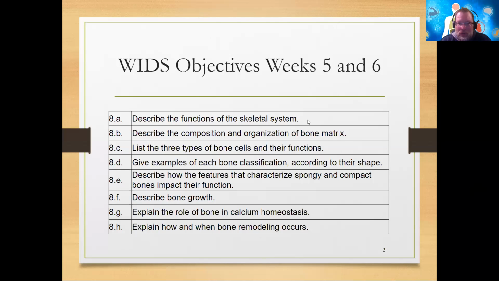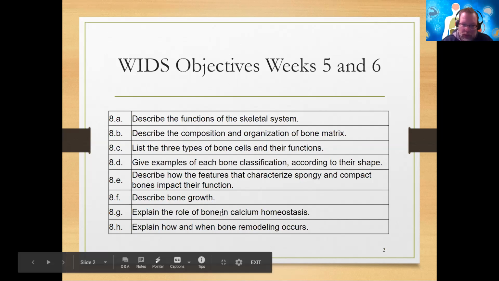So we're going to look a little bit at the functions of the skeletal system. We'll talk about that cellular and tissue level as well. So we'll look at the 3 types of bone cells. We'll see that it's a connective tissue, you'll recall from last week, so we do have a matrix involved. We'll do a little bone classification, talk about some of the makeup of that bone tissue, whether it's spongy or compact. We'll look at bone growth and formation.